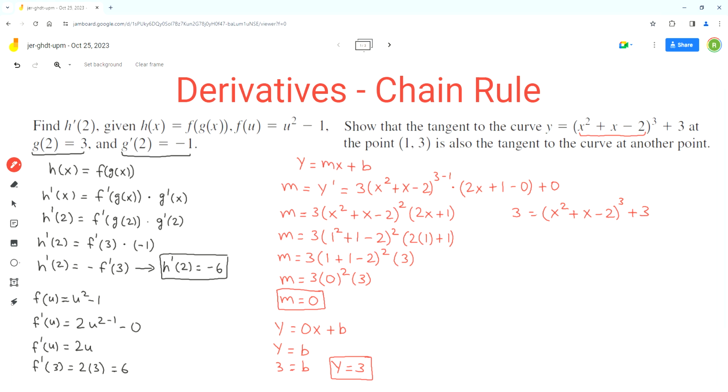So this is the equation we have to solve to find the value of x, and that will give us all the possible points where the curve touches the tangent line y equals 3. So first we can subtract 3 from both sides. So the 3's on both sides will cancel each other out. So we get (x squared plus x minus 2) cubed equals 0. Now we can apply the cube root to both sides.